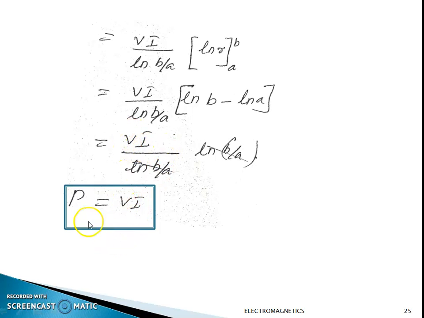So the power flow in a coaxial cable is the product of voltage and current. That is the power flow in a coaxial cable. The equation is P is equal to Vi.